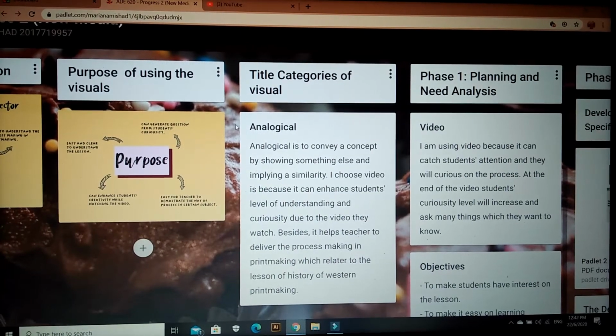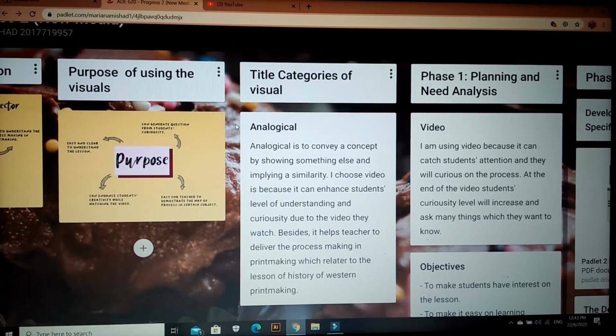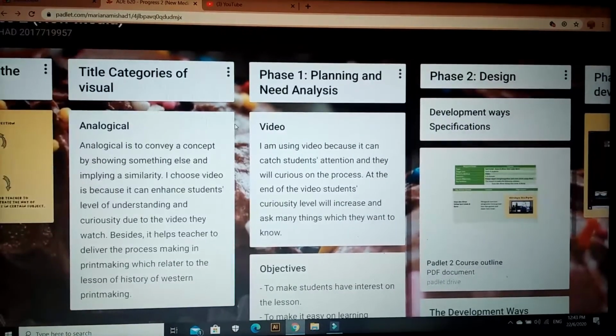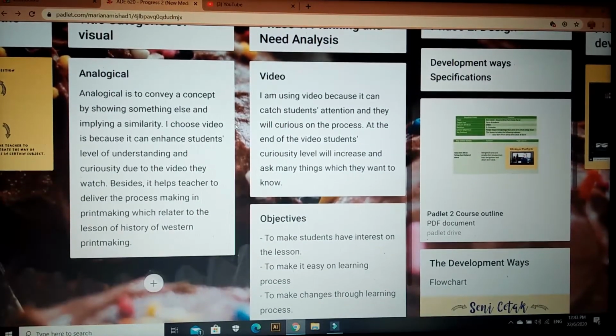I choose video because it can enhance students' level of understanding and curiosity due to the video they watch. Besides, it helps the teacher to deliver the process of print-making, which relates to the lesson of the history of Western print-making.